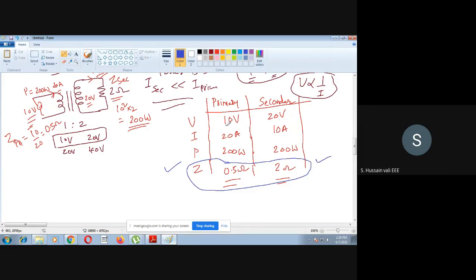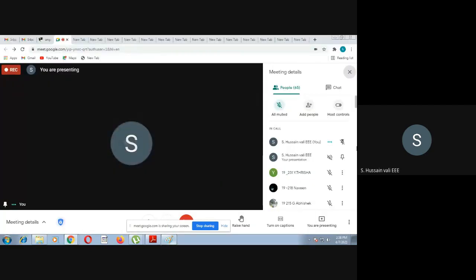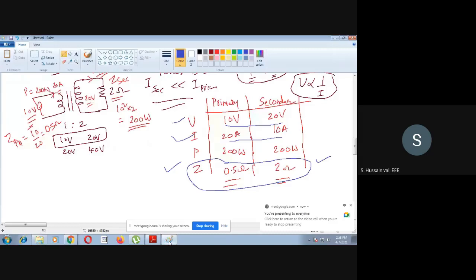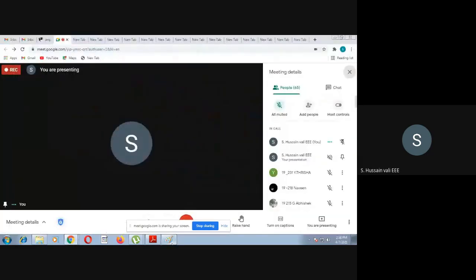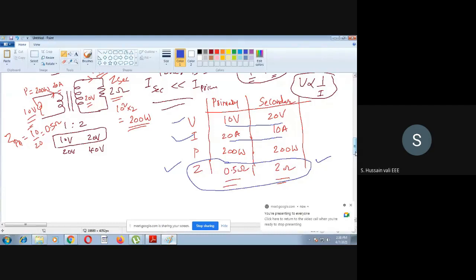So it changes the voltage, it changes the current, and also it changes the impedance, whereas the power remains same. So these are the 4 parameters you must understand in case of the transformer: it changes voltage, it changes current, and it changes impedance, but it does not change power. Okay. Now how this is advantageous, we will see now.